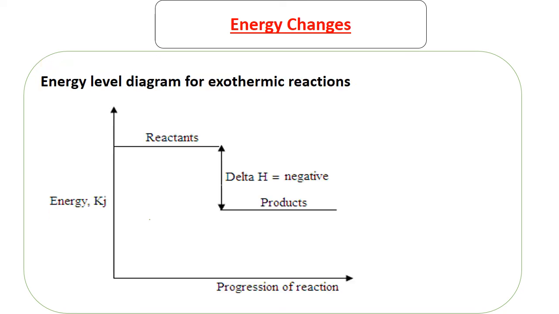So here is the energy level diagram for an exothermic reaction. Reactants have a high energy, then products have a lower energy. The change in energy is negative, because to calculate change in enthalpy, we say product minus reactant. So any small number minus a bigger number is going to be negative.